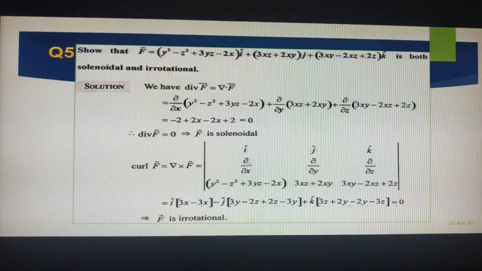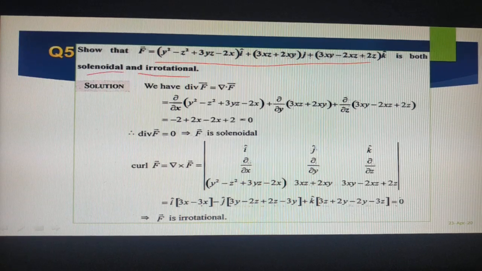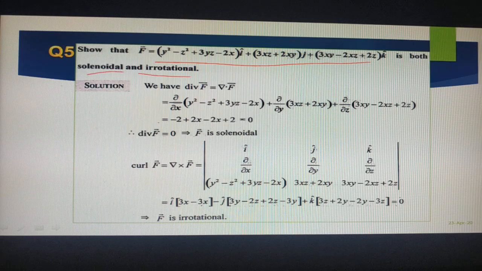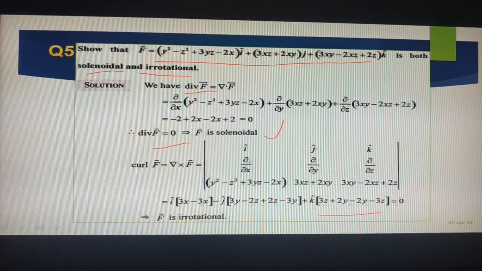So here, of course, this is again the same problem. We have vector field F bar and we need to show that it is solenoidal or irrotational. So as usual, find the divergence of F, del dot F bar, and we will get 0. That will be solenoidal. Curl F bar, nothing but del cross F bar, you find it out. We are getting 0 bar vector. Therefore, F is irrotational. It is a straightforward problem.